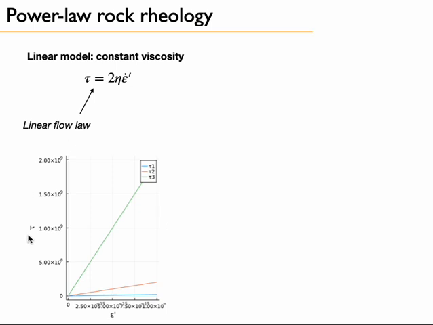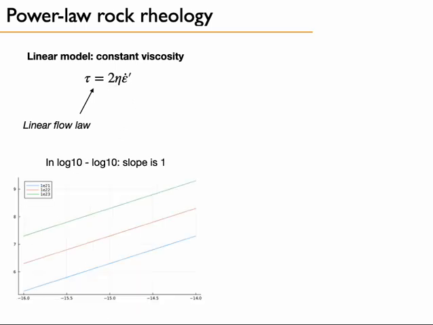You've plotted linear flow laws for three different viscosities. Here is the deviatoric stress and deviatoric strain rate. And of course, you had lines with different slopes because you were considering different viscosity coefficients. These lines you also plotted in a log-log diagram, and all the lines had the same slope, a slope of 1.